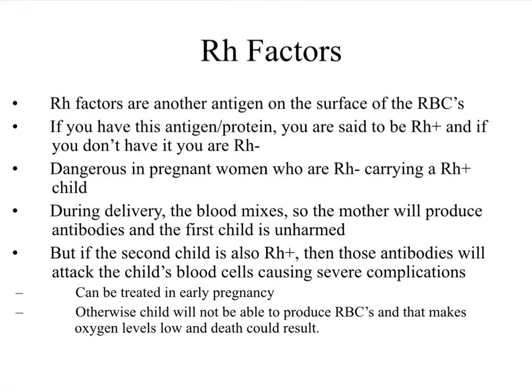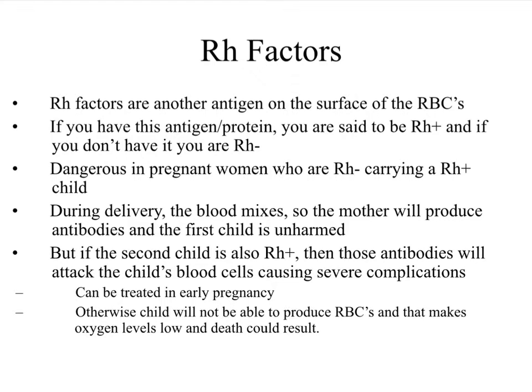What does this matter? Well, it matters for pregnant women. If a pregnant woman is RH minus and is carrying an RH positive child, that can be very dangerous for the pregnant mother. Because during delivery, natural childbirth, and so on, the mom's and the child's blood mixes. When that mixes, the mom's blood is going to produce antibodies for that other blood, because it's foreign, really. And it's fine for the first child. The first child, nothing's going to happen. We're going to be okay.